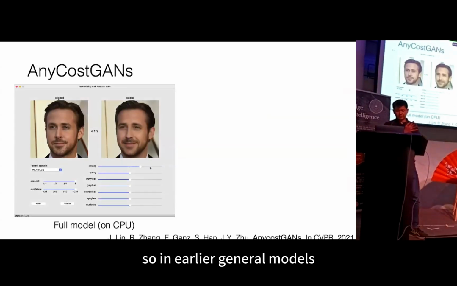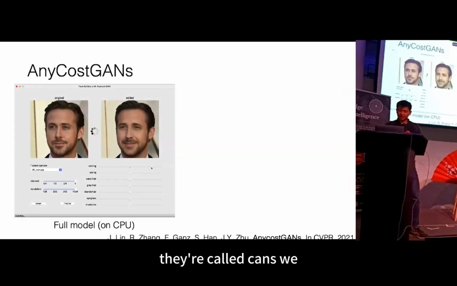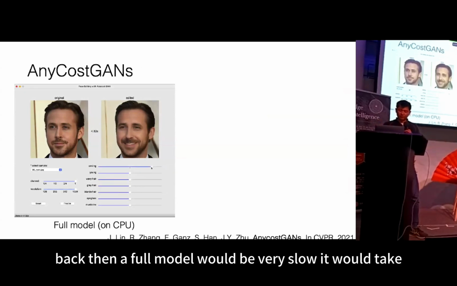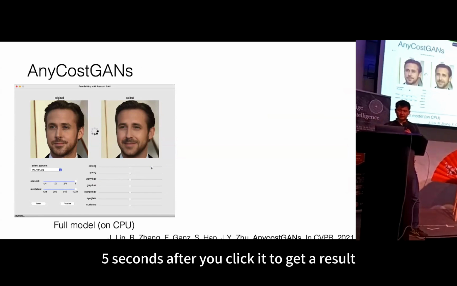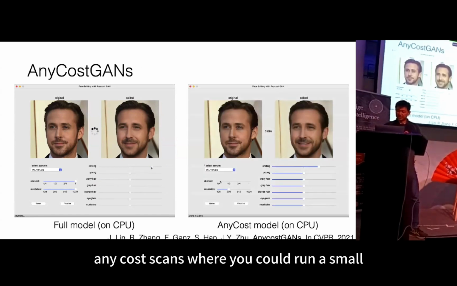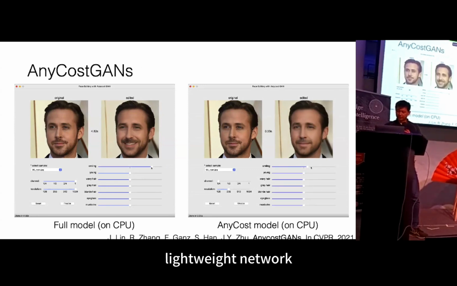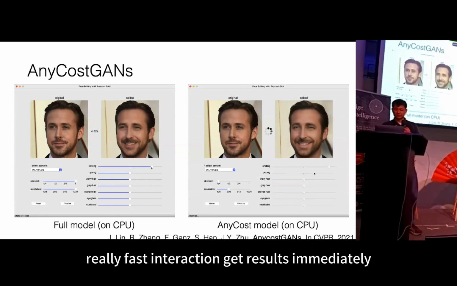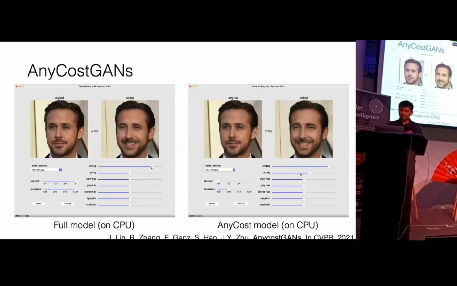So in earlier generative models, called GANs, we looked at adding these capabilities. Back then, a full model would be very slow. It would take 5 seconds after you click it to get a result. And we created something called any-cost GANs, where you could run a small, lightweight network, even on a CPU, and get really fast interaction, get results immediately.